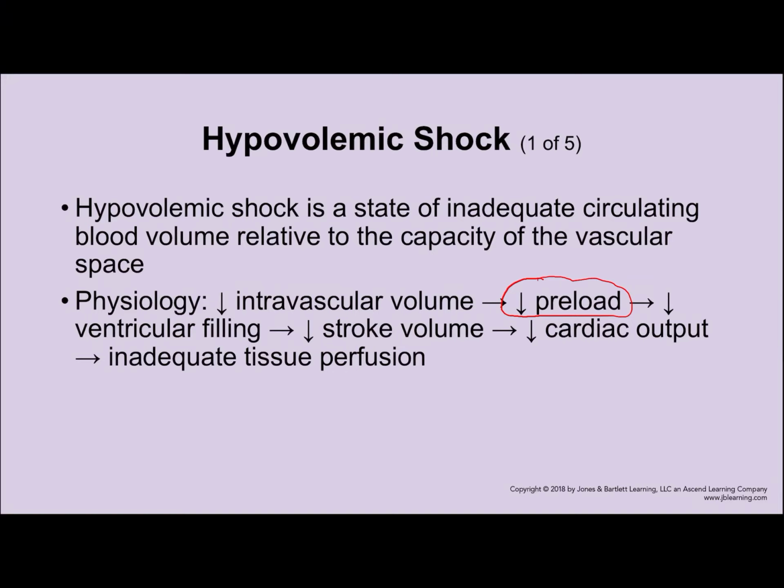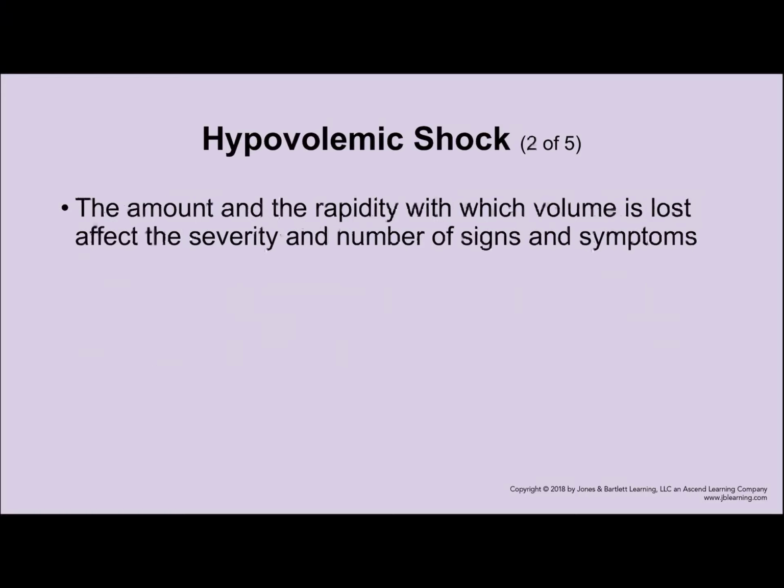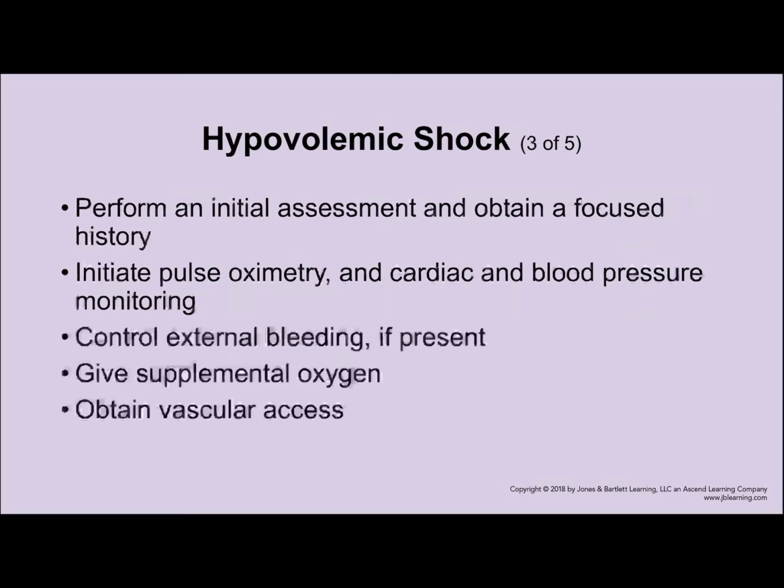If you don't have enough preload, you're not going to adequately fill your ventricles. And then without adequate preload and ventricular filling, you will have decreased stroke volume. Even though your body tries to compensate, you eventually will have decreased cardiac output. And then finally, the end organ perfusion will suffer. You'll have inadequate tissue perfusion at the end. So hypovolemic shock really is dependent upon how much volume we've lost and how rapidly you've lost it, and that will dictate what the signs and symptoms of shock are in this scenario.